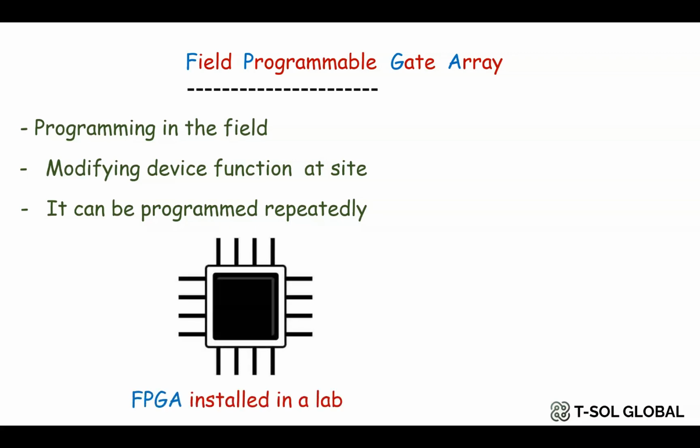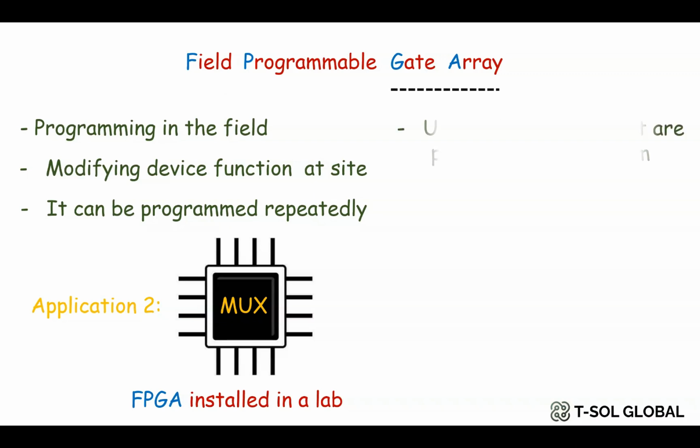For example, let's consider an FPGA installed in a laboratory. Some of the lab users need it to be used as an addition unit, but another group of users requires it to be a mux. So the users can use the same FPGA and program it for either of these two applications whenever they require, very easily.